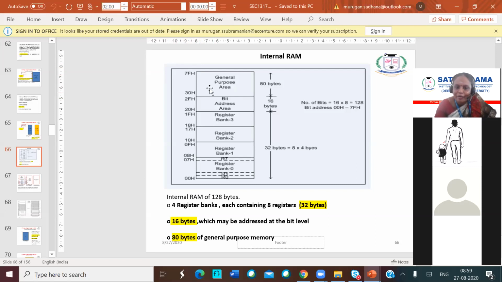So this way we will use the general purpose area for storing our data. 80 bytes they are allocating. Are you clear? Internally we will use only this memory for storing the data or retrieving the data. We will use this general purpose area for our programming. Okay.